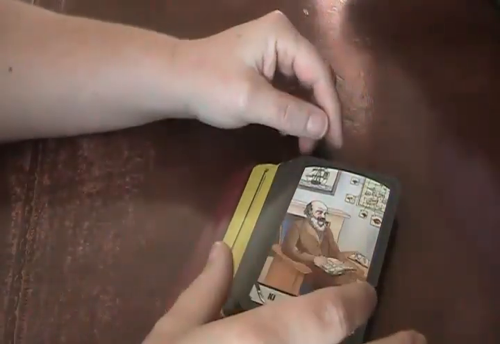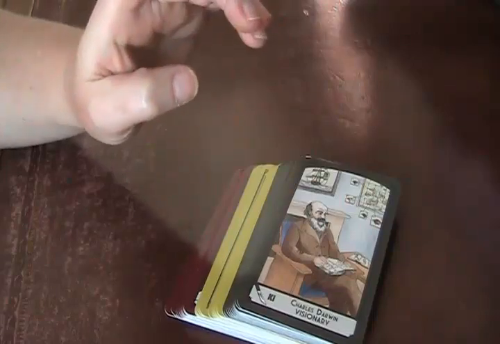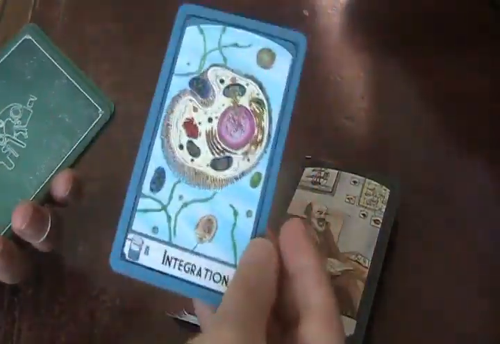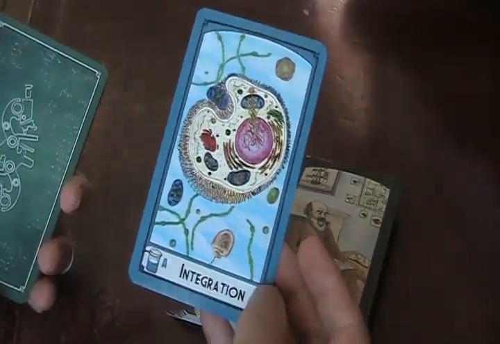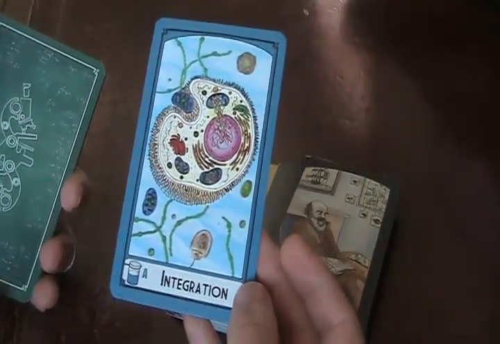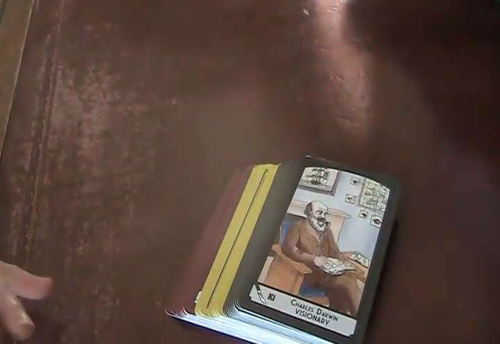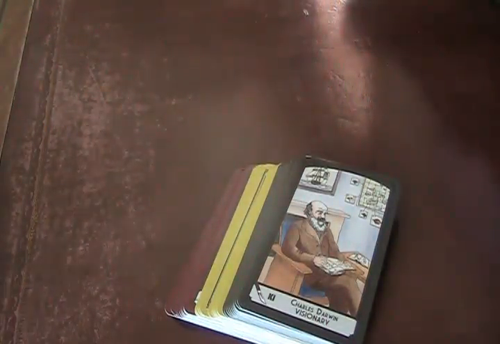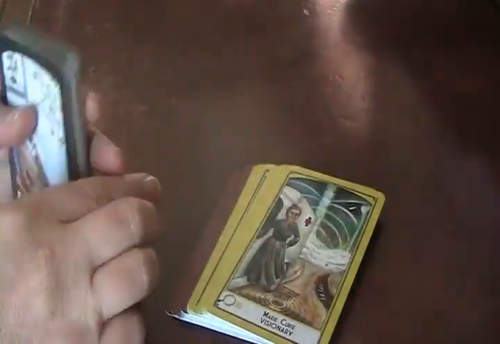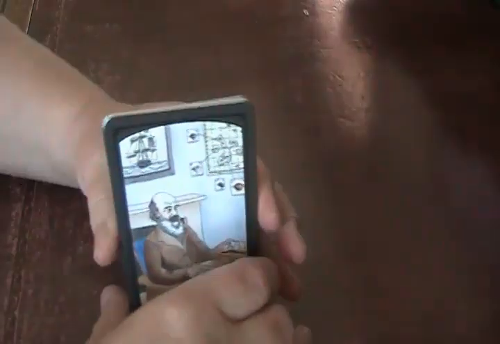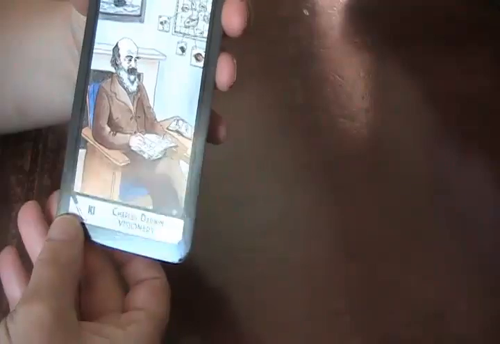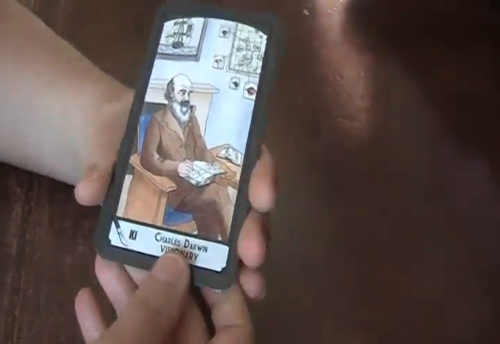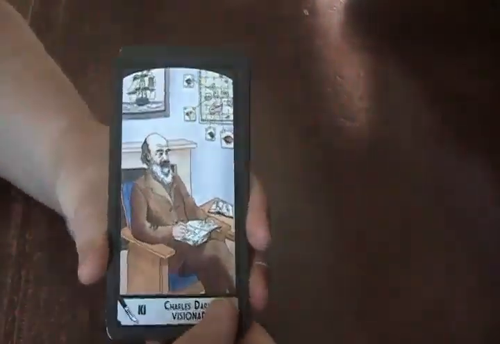Okay, I'm returning, and we had just left off finishing the Ace of Beakers or Cups with the card integration. We're doing the Science Tarot flip through. So I've got 3 other suits here to do. We're going to start off with the scalpels or swords. Alrighty. King Charles Darwin. Very nice.